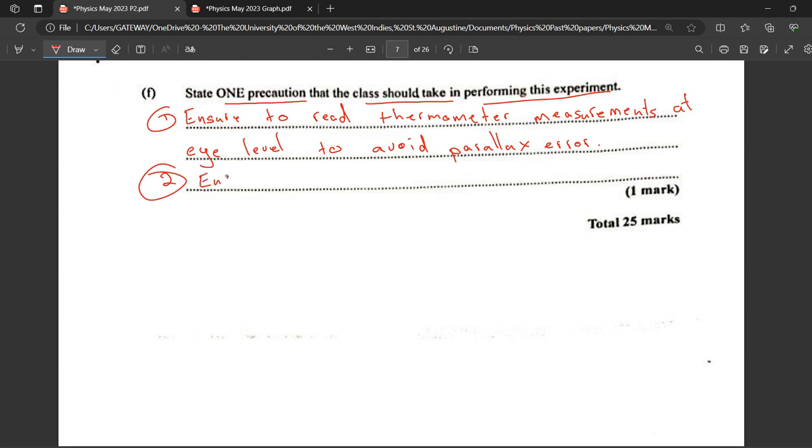Also, you could put: ensure the thermometer is held vertically upright. I'm putting this one since it's short. So this is just a simple precaution you applied for the thermometer. So again, you look at the apparatus you're dealing with when you answer these things. So you're good with everything so far, right?